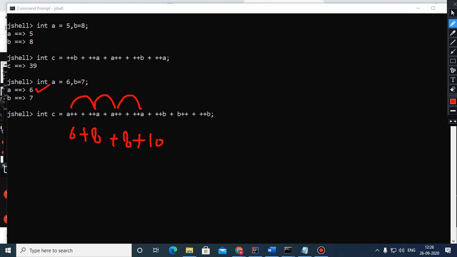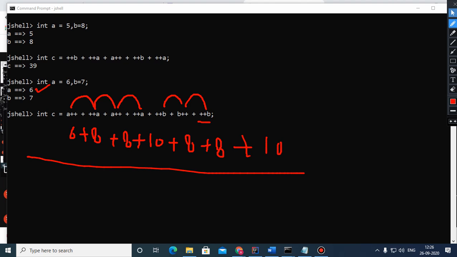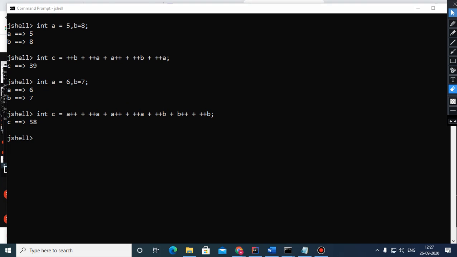B is 7, so plus plus B is 8. From here, when control transfers, the value of B is 8. We will be using 8. But when it reaches here, and again when it is used, it becomes 10. So just add all these. The answer is 58. I hope you people are getting it. So this is how we are calculating the values.